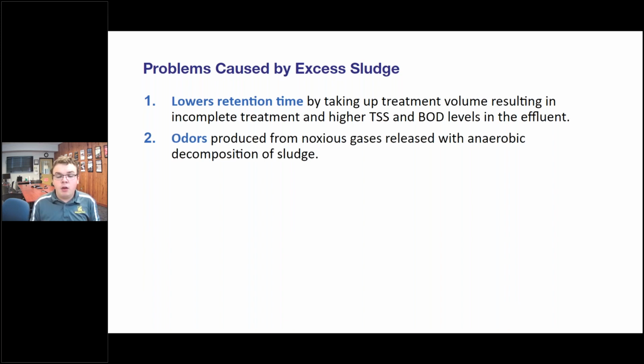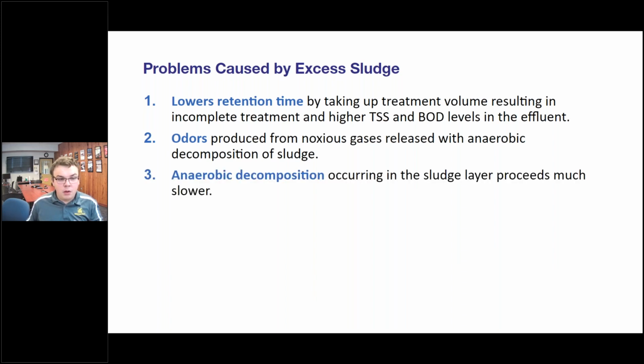to the surface. So you're going to start to smell a lot more of your anaerobic processes that are happening within that lagoon layer, or within that sludge layer in the lagoon. That anaerobic decomposition occurring in the sludge layer is proceeding a lot slower than if it was an aerobic process. So it's going to keep slowly accumulating over time if it's remaining in this anaerobic condition.